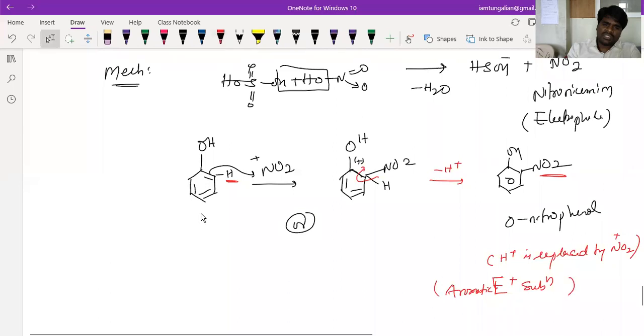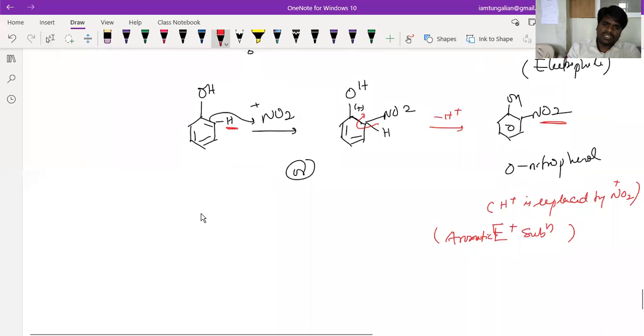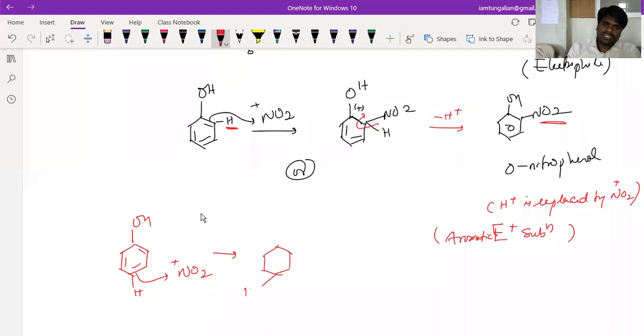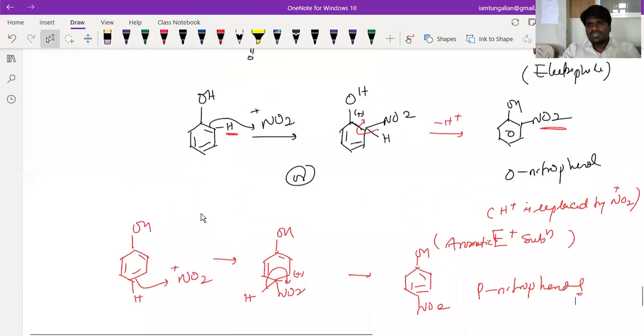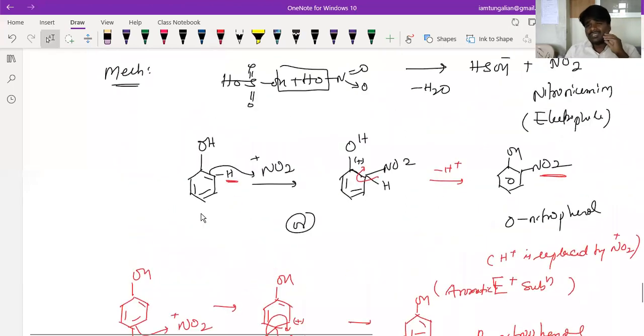Or otherwise, the same thing can happen: the hydrogen of the para position may attack, either at this carbon also. So it will form a particular compound, something like this, NO2, with a positive charge. Is this clear? But these are the reactions due to the benzene ring. Is there any change associated with the hydroxyl group? No.